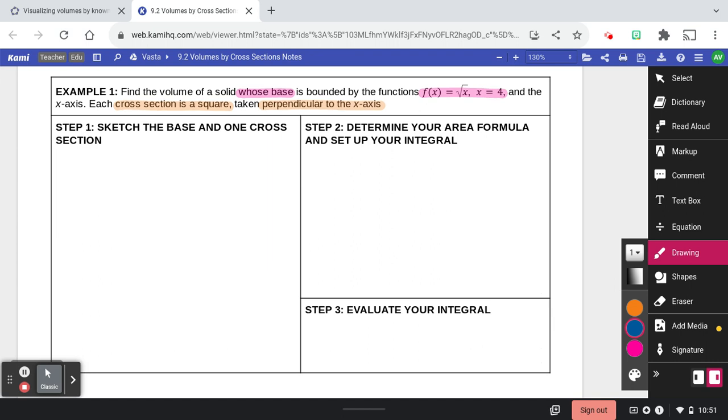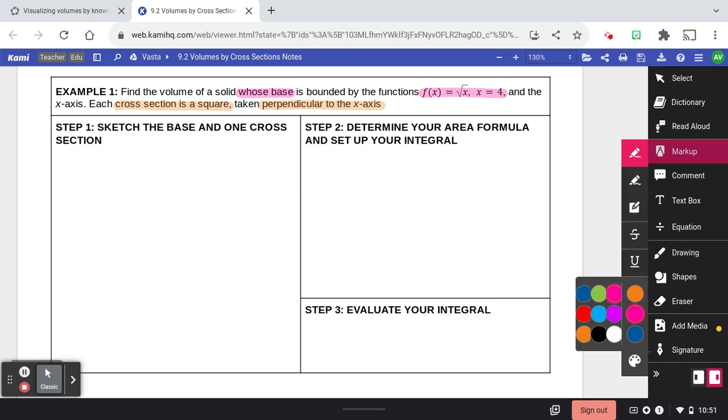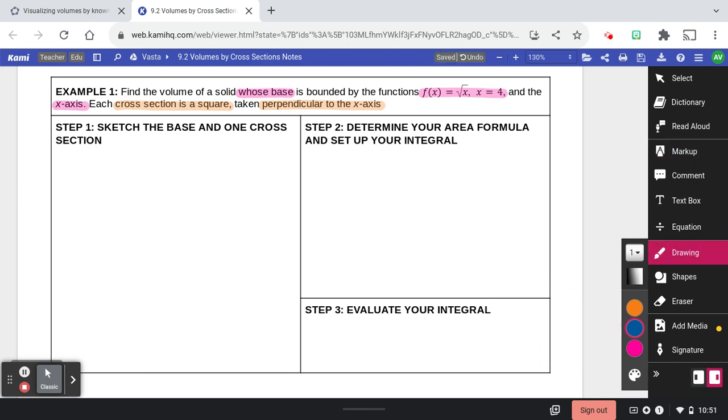So we're going to sketch a picture of f of x equals the square root of x, x equals 4, and the x-axis. We're bounded by those things. So let's go ahead and do that really quick. So the square root of x graph looks like this. It goes through 0, 0, 1, 1, because the square root of 1 is 1, 4, 2, because the square root of 4 is 2, 9, 3, because the square root of 9 is 3. It kind of curves like this.